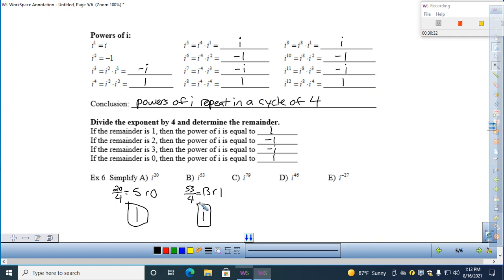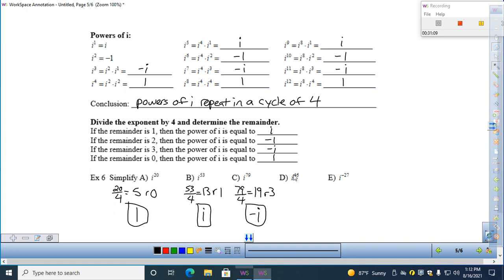Alrighty, next one. I would do 79 divided by 4. So rather than having to count out all the way to 79 through the cycle, if we just divide by 4 here, if I do 79 divided by 4 on my calculator, I would get 19.75. Well, what does that 0.75 mean? It means that we have a remainder of 3 out of the 4 left over. And so again, the remainder is 3. That means I'm third down in my cycle. Negative i does it.